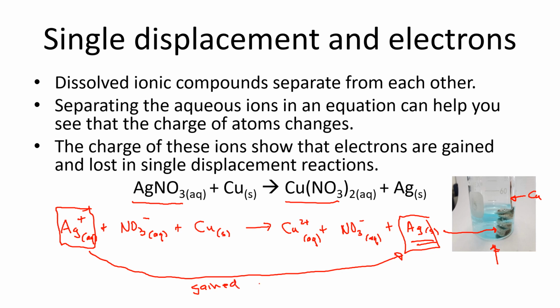It gained an electron. And you can see the copper here went from having no charge to having a +2 charge. So it lost 2 electrons. So in any single displacement reaction, there's some electrons being transferred to make it happen. And this is sort of unique. There's a whole class of reactions. You'll learn more about them in grade 12, but it's kind of unique in our course this year to have reactions where the electrons switch spots.